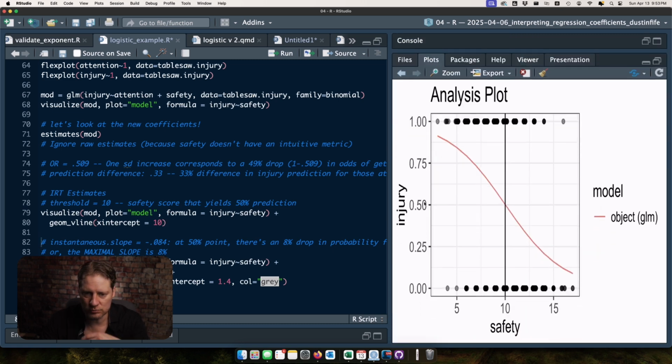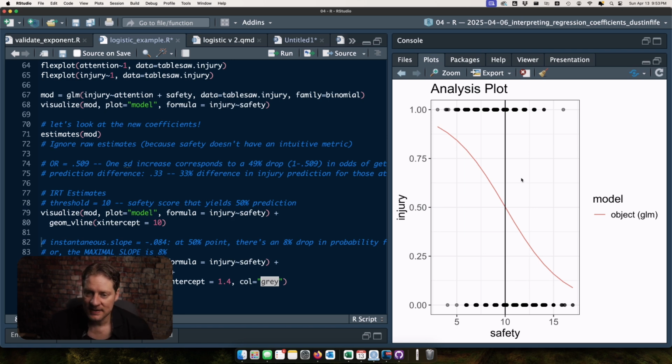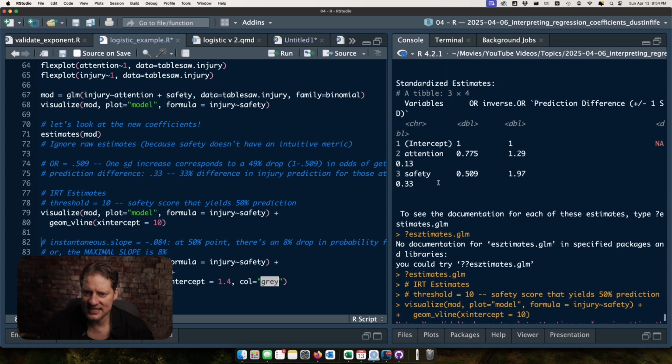And boom, there it is. So that's exactly what that value means. That tells you the point on X, in this case safety, where 50% of people get injured. And it happens to be a safety score of 10, which looks like it's about the mean, which is kind of interesting. So of those of average safety, we predict that on average half will get injured and half will not.